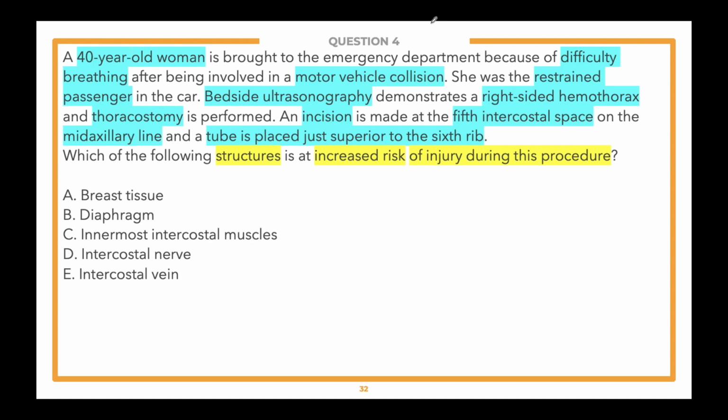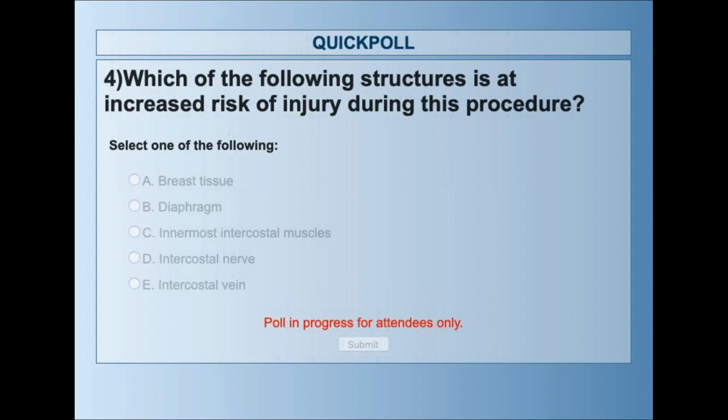Answer choice E, intercostal vein. D, intercostal nerve. C, innermost intercostal muscles. B, diaphragm. And A, breast tissue. So we're going to go ahead and open up that poll. Go ahead and select the answer choice you think is the best answer, and we'll talk about it in just a few seconds.